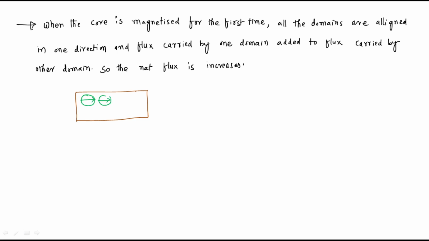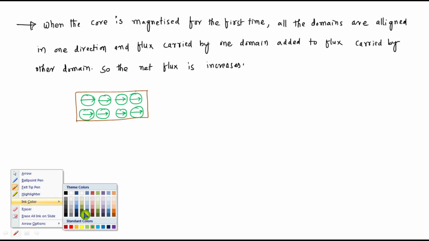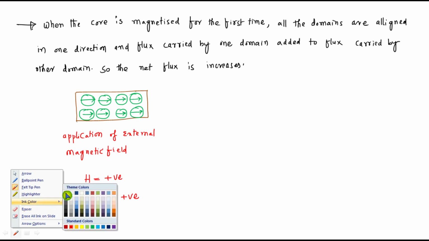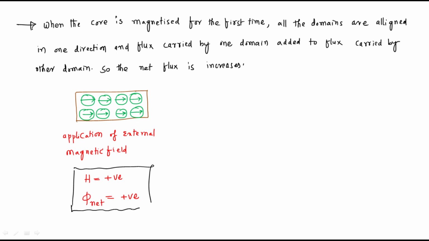They are aligned in a regular manner because of the external magnetic field. Therefore, with the application of the external magnetic field, the field strength is positive and the net flux is positive. We are having net flux, right? This is the other case. When the core is magnetized for the first time, all the domains present in that magnetic material align in a regular manner.